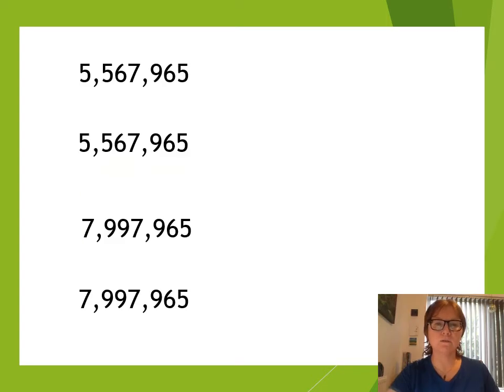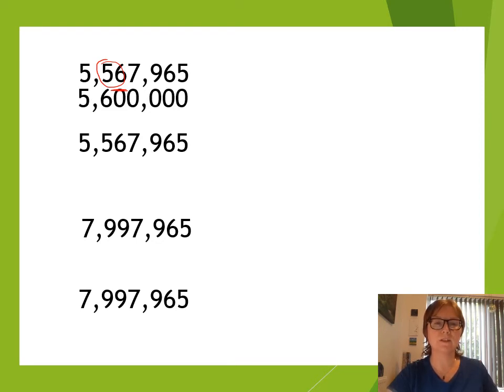Okay, if we now look at rounding to the nearest 100,000, we have 5,567,965. So if we circle the hundred thousands digit and we underline the digit directly on the right, we can see that that's a 6. So we're going to round up. So the 5 will increase to a 6.